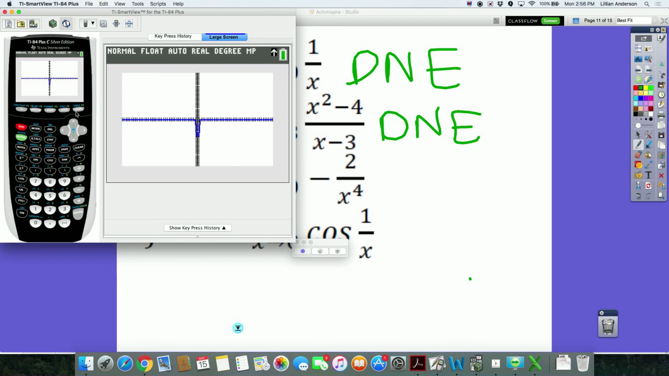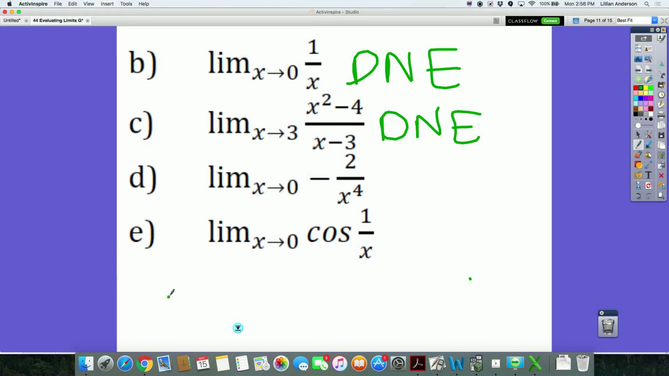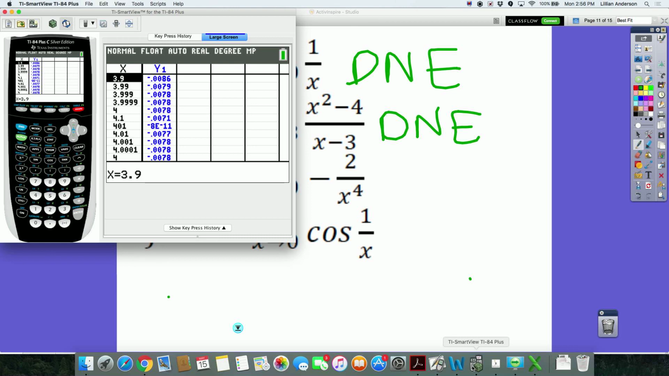Real quick, I'm just going to check my table. Okay, I'm looking to see as x approaches 0 from the right-hand side, that's 0.01. That's a negative 2 with 8 zeros, a negative 2 with 12 zeros, and negative 2 with 20 zeros. Looks like I'm approaching negative what? Infinity.